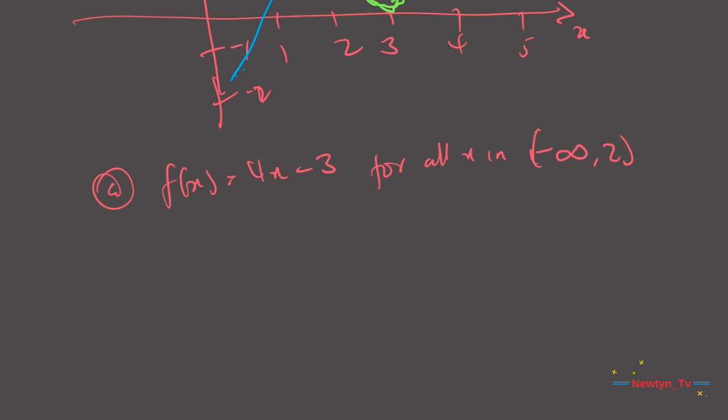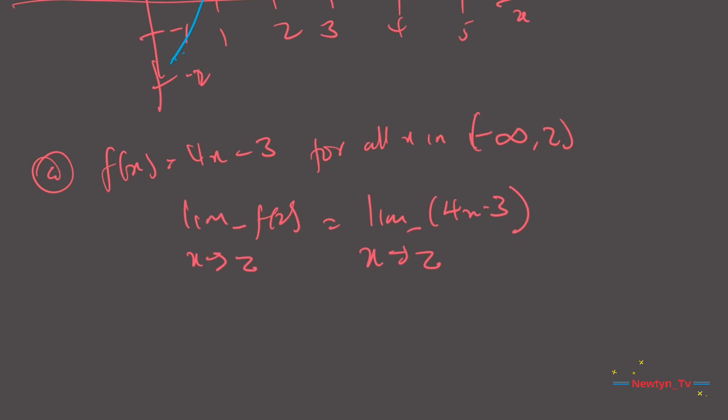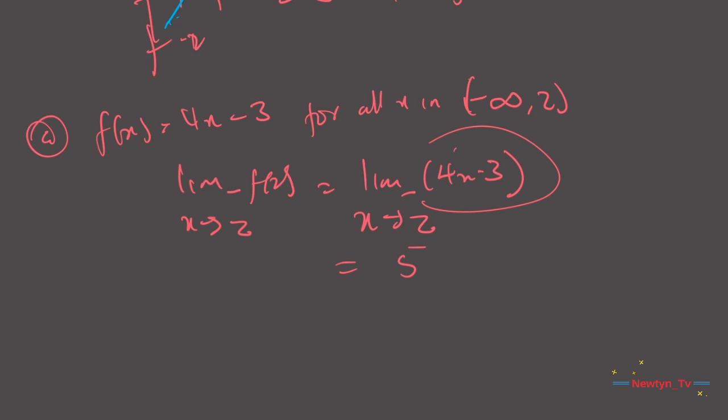So if we have this, we are going to have the limit of f of x as x approaches 2 from the left. Okay, then we have the limit of, let's replace it, 4x minus 3 as x approaches 2. Okay, now let's input the x into the function. When we input that, we should get 5, because we'll get 8 then minus 3, so 5.